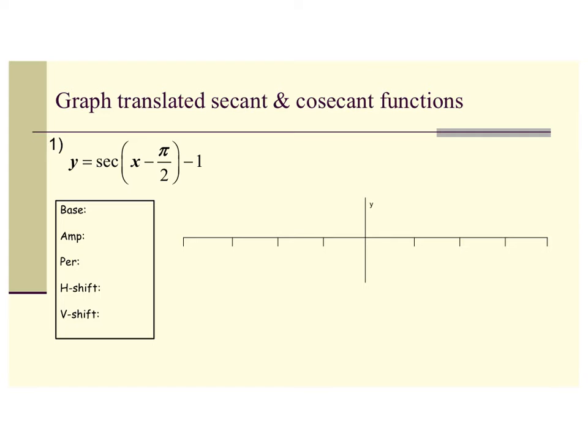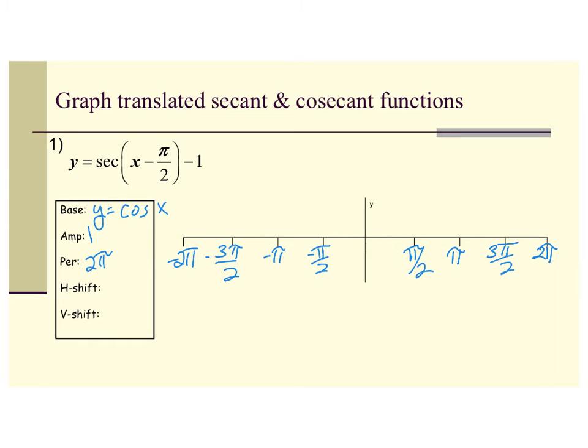Alright. Our basis is secant, so it's cosine. There's no amplitude or period change on this one, so we have a 1 and a 2 pi. So we're going to go mark those, 2 pi. Notice these are our quadrantal angles. Alright, our amplitude is just 1.